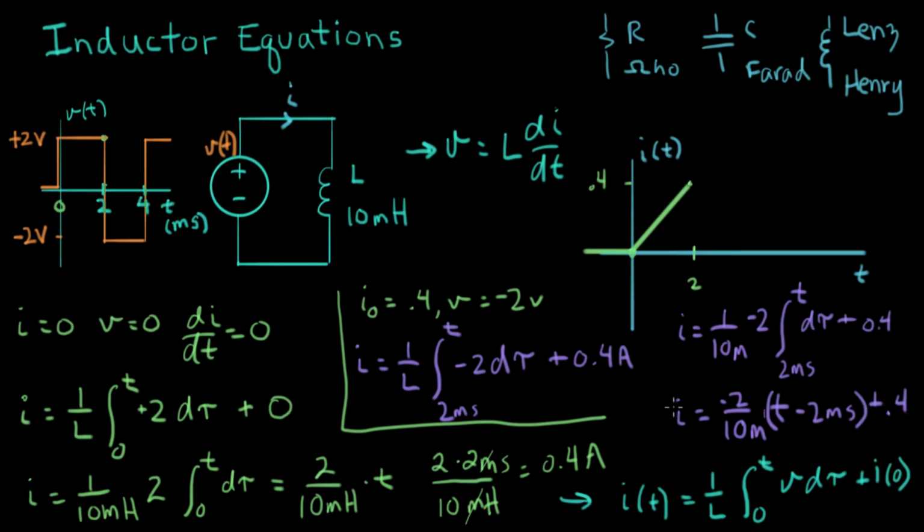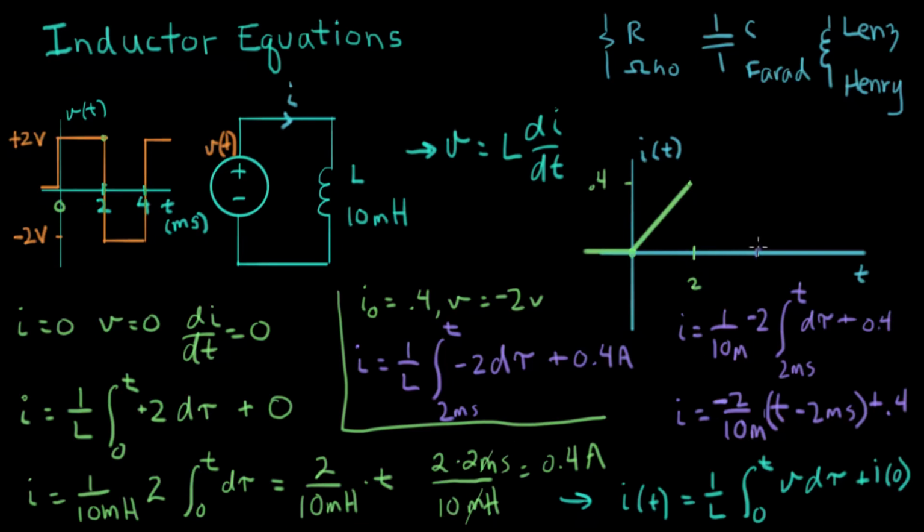And again, we have the equation of a line. There's a constant times t, followed by a constant. And this is basically a sloping line. It has a negative slope, and the slope is negative 2 over 10 millihenries, which is just the opposite of what we had over here. We had 2 over 10 millihenries. So it's the same looking kind of line.